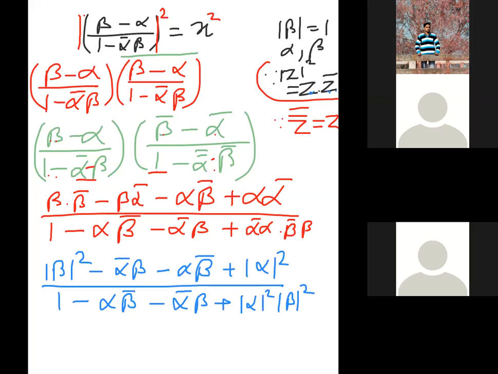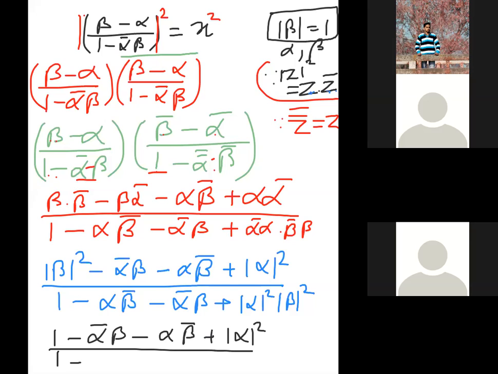Only one more step we need to take and we'll get the answer. So give care now. Mod beta is given to us as 1. So the mod beta value I am going to put 1. 1 minus alpha conjugate beta minus alpha beta conjugate plus mod alpha square upon 1 minus alpha beta conjugate minus alpha conjugate beta plus mod alpha square. Mod beta square is 1.